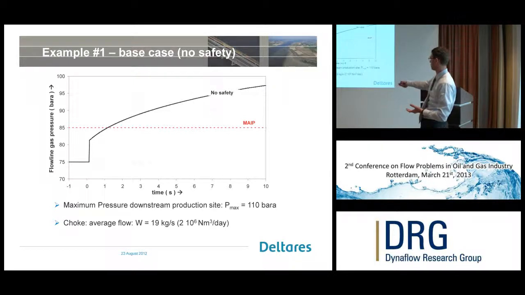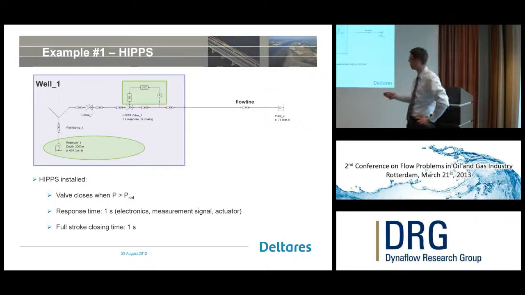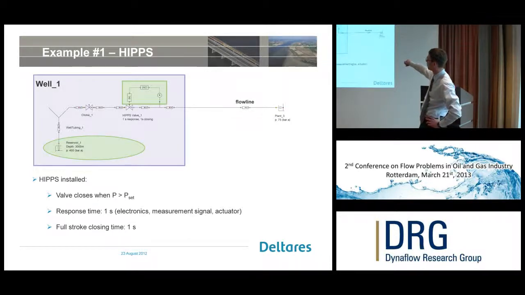In the end, the maximum pressure downstream production side is about 110 bara, and the average flow through the choke is in the order of 19 kilogram per second. So that's 4 times more than the maximum flow during normal operation. What can you do? Well, you can install a HIPS. And a HIPS can be designed in such a way that you've got a pressure sensor downstream that measures the pressure, and when it exceeds a certain level, then this valve closes as fast as possible.